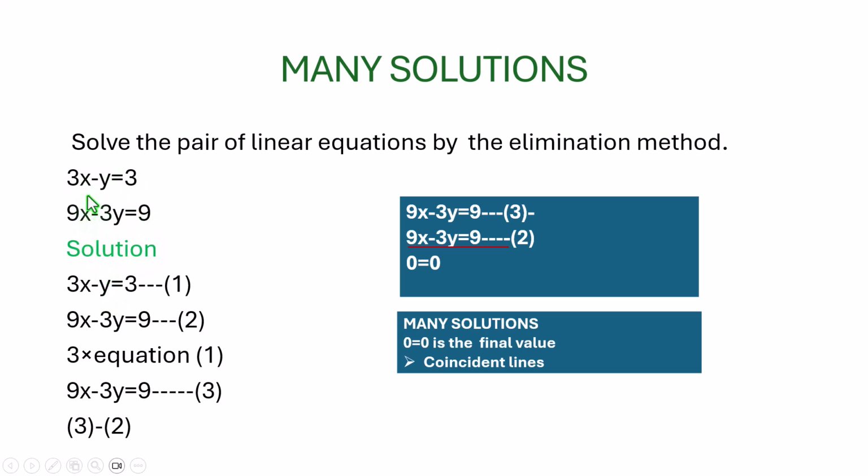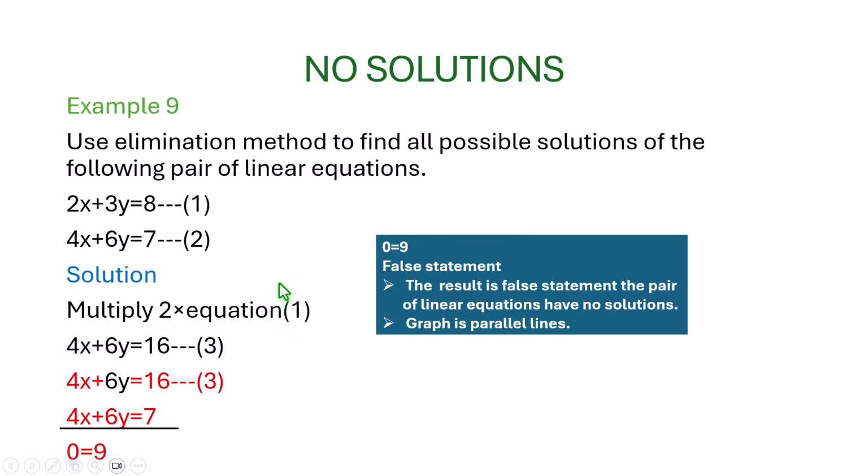Solution. Here, in the first equation 3x, in the second one 9x. So 9 is a multiple of 3. So multiply the first equation by 3. 3 into equation 1 gives 9x minus 3y is equal to 9. This is the third equation. Third equation minus second equation, 0 is equal to 0. In many solutions, 0 is equal to 0 is the final value. The graph is coincident lines.